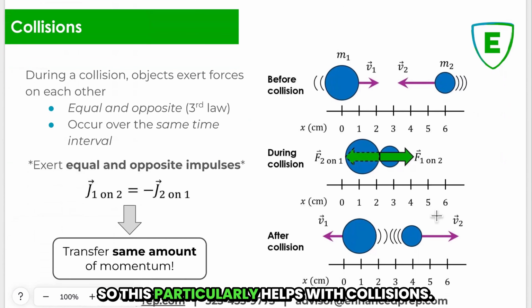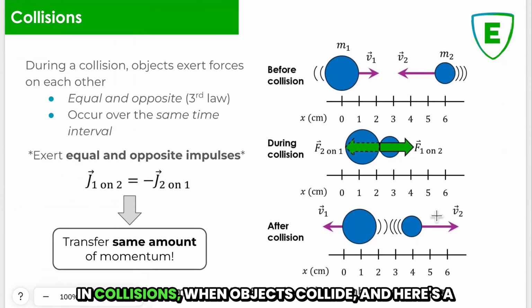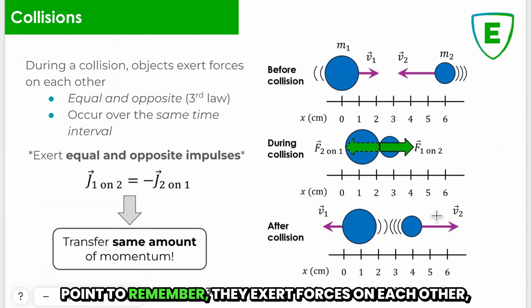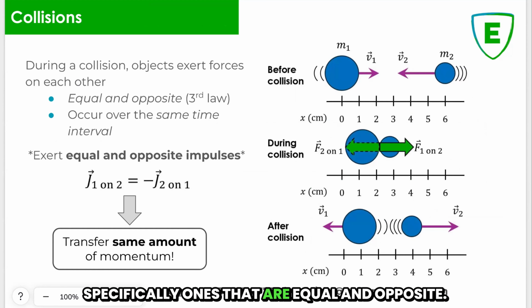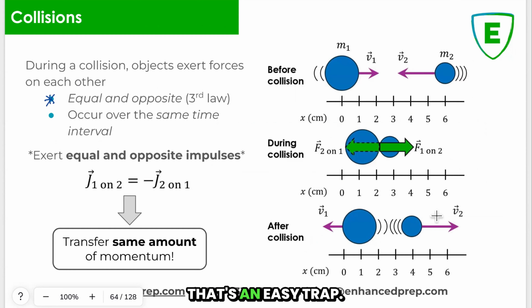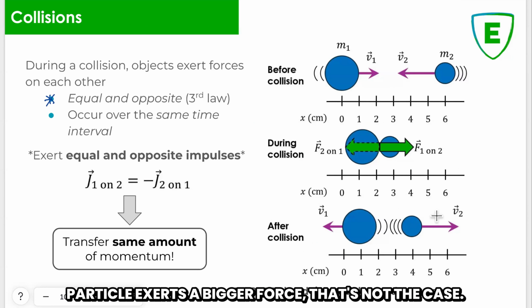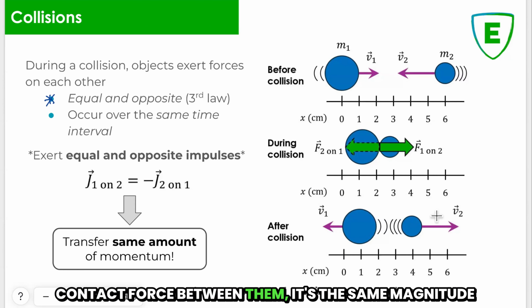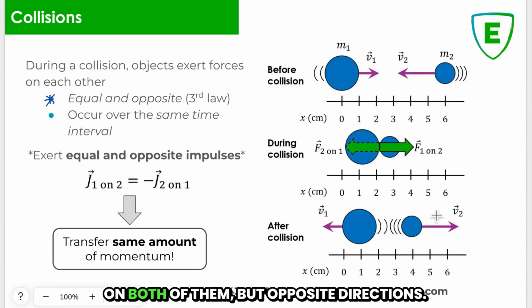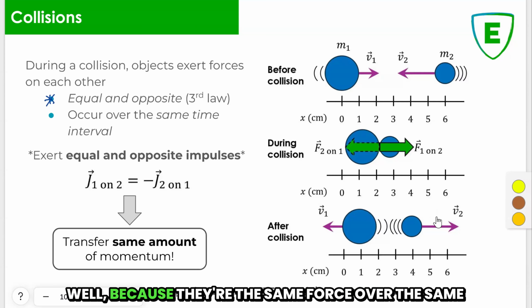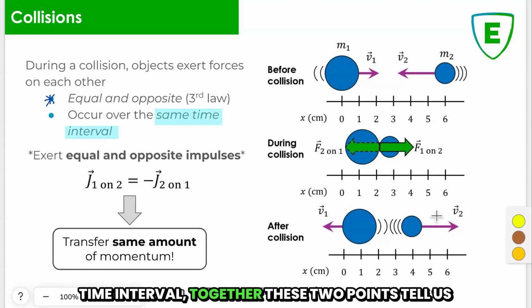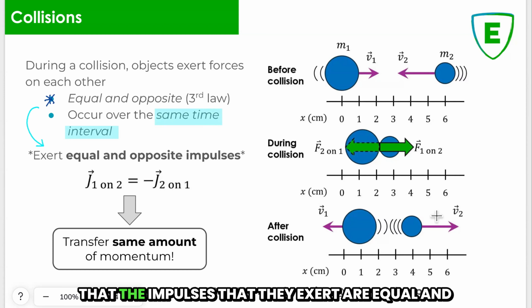So this particularly helps with collisions. In collisions, when objects collide, and here's a point to remember, they exert forces on each other, specifically ones that are equal and opposite. That's an easy trap. They say it collides, but a more massive particle exerts a bigger force. That's not the case. The contact force between them is the same magnitude on both of them, but in opposite directions. Well, because they're the same force over the same time interval, together these two points tell us that the impulses that they exert are equal and opposite.